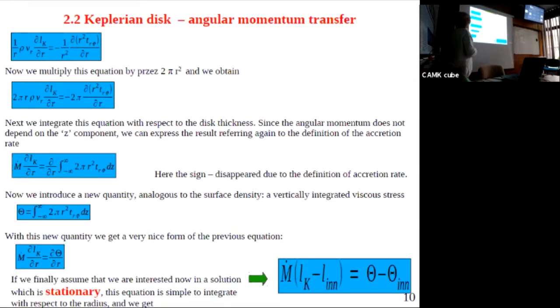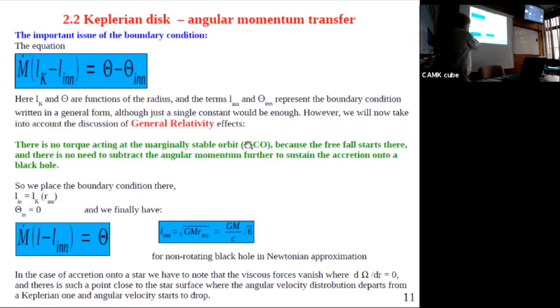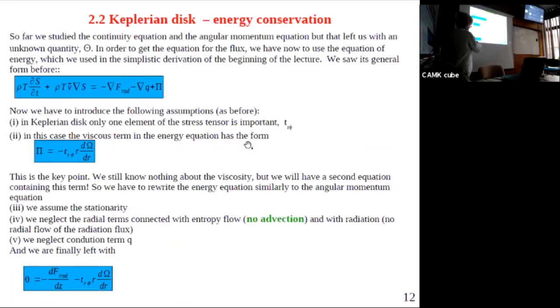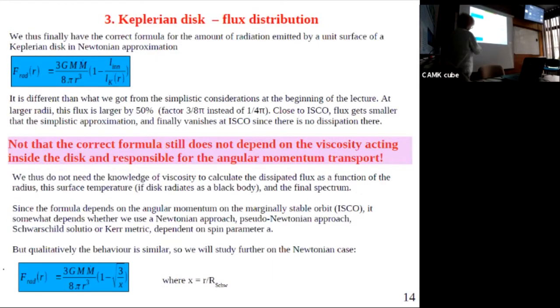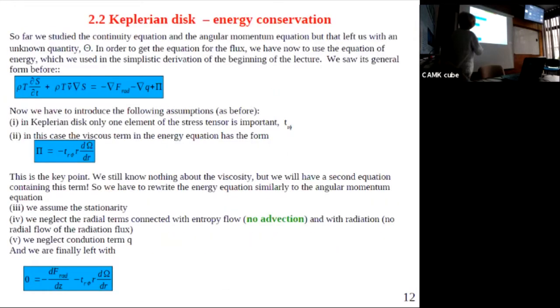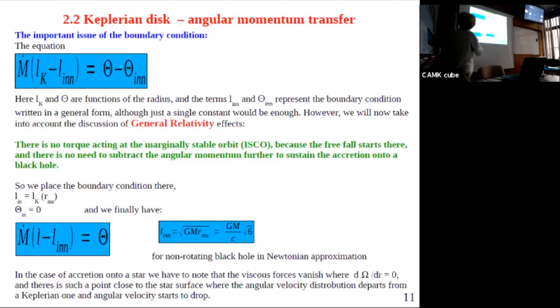So again, we want to use the continuity equation. We want to use the accretion rate. So we do a similar approach as we did before. But we multiply the equation first by 2 pi r squared to get rid of this. Oops. Which is back.